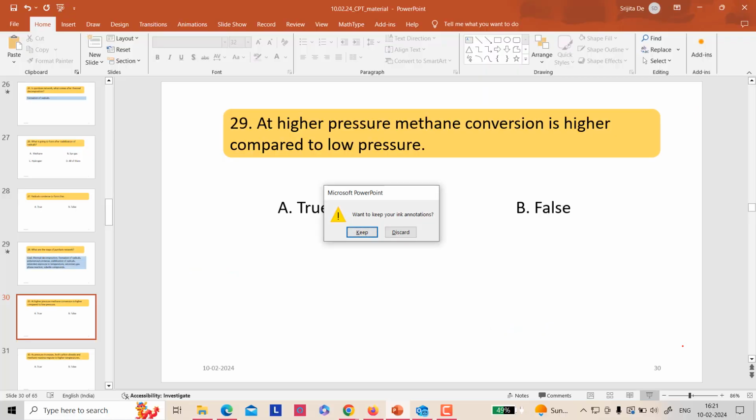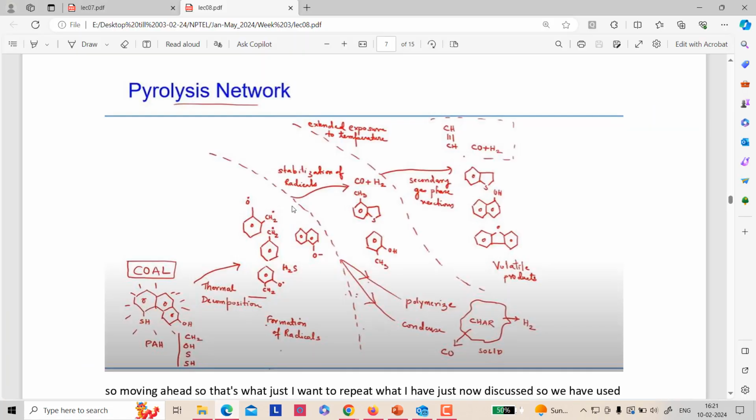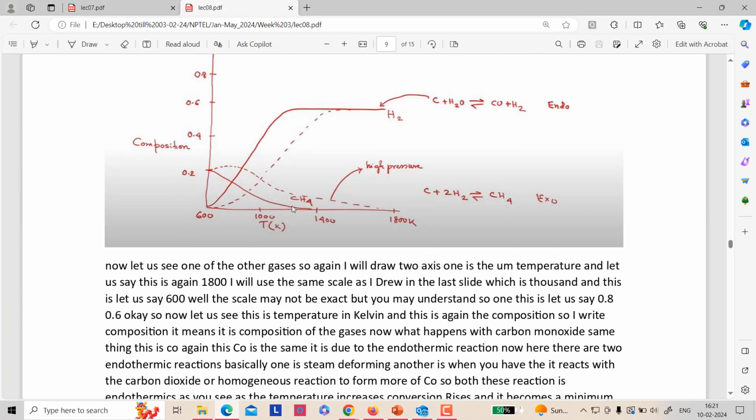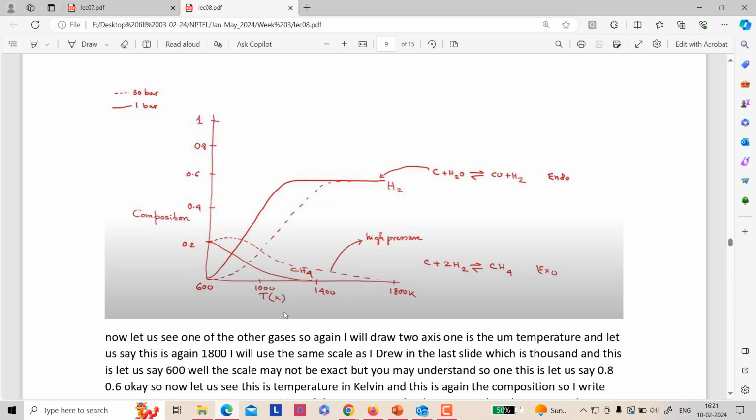So here you can see that in this diagram, the composition versus temperature diagram, initially methane composition was 20%, then as the temperature increases, the methane formation is decreasing because after a point it will not produce methane anymore.